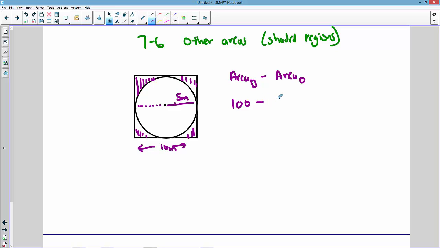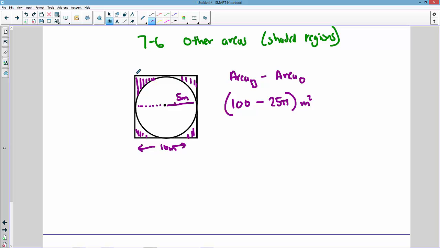So the area of the circle is pi r squared, right? So pi times 5 squared, which is 25 pi. Okay, that's the answer to the problem. I am going to put meters squared just because I labeled this with meters. So you should know how to do that.